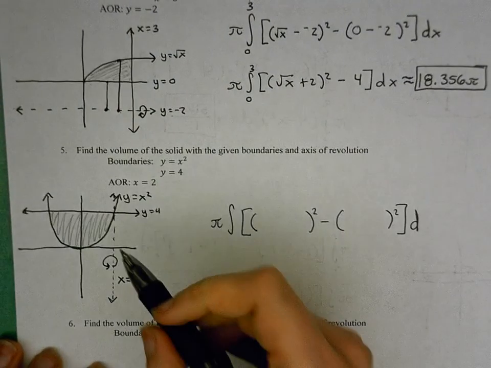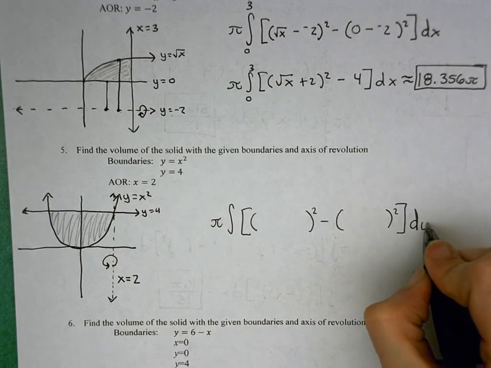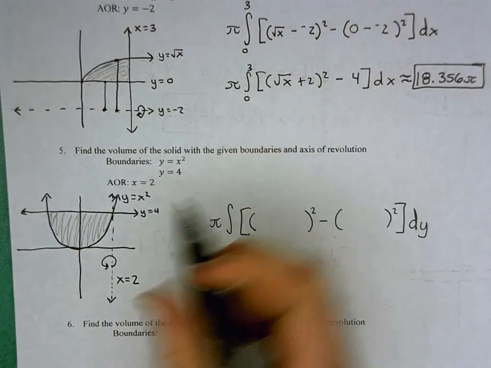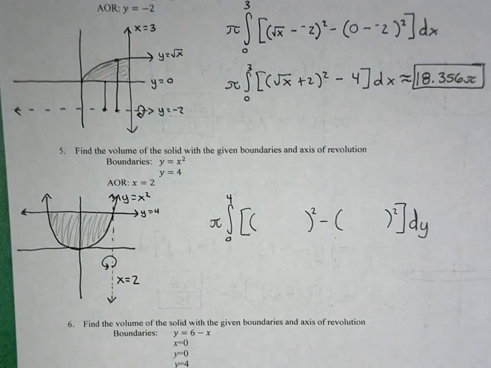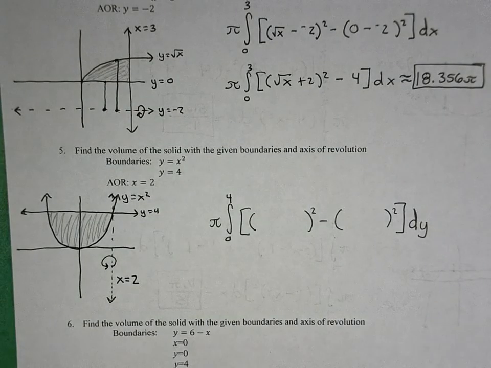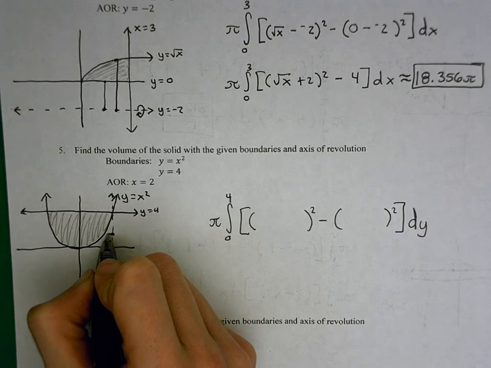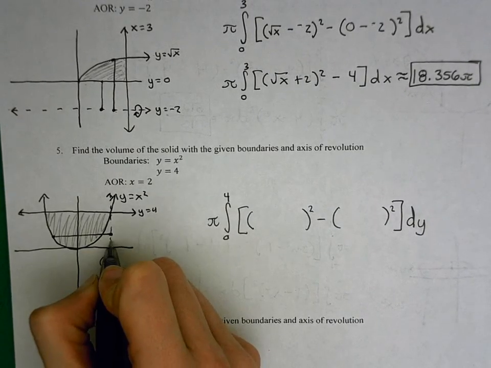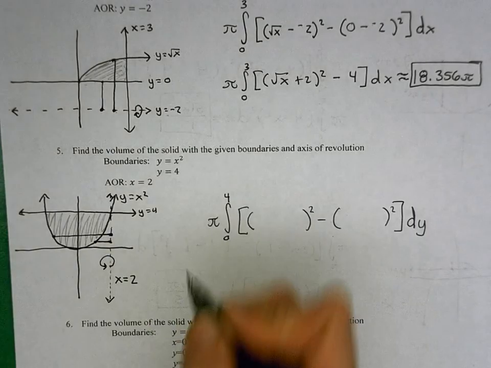In this case, my axis of revolution is parallel to my y-axis, so this is going to be dy, which means my bounds are going to be my lowest and highest y. My lowest y is 0, my highest y is 4. Big R is the distance from the axis of revolution to the furthest point. Little r is distance from the axis of revolution to the closest point.